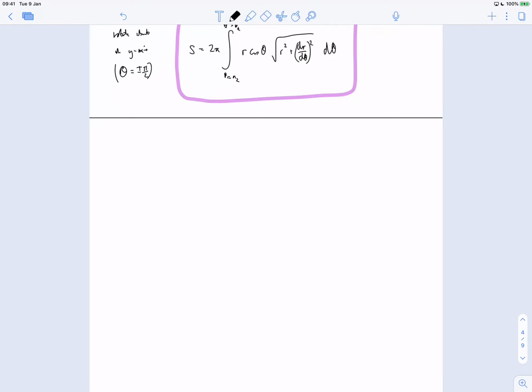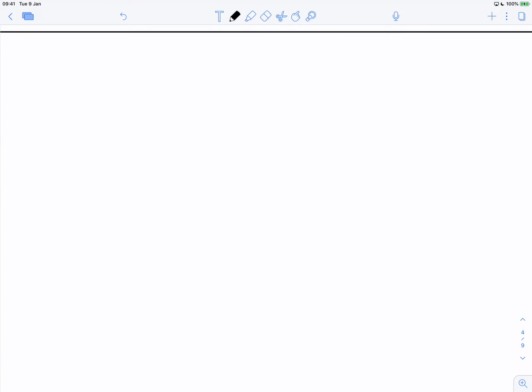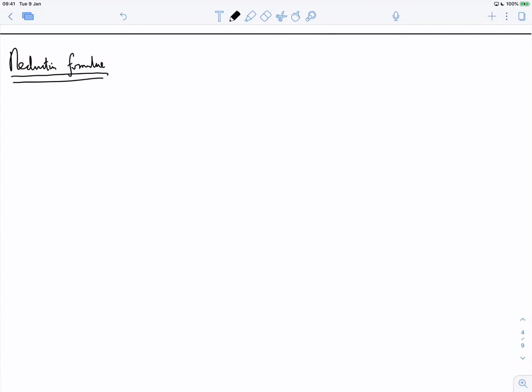And that is reduction formulae. Okay, now reduction formulae are incredibly powerful.